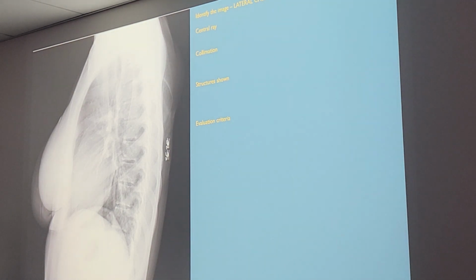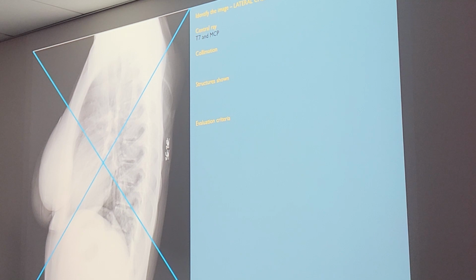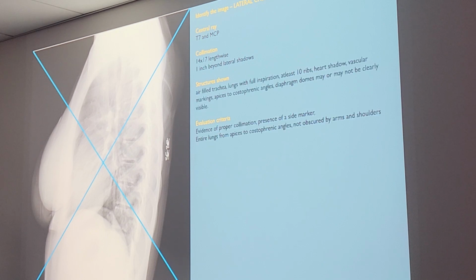Lateral chest x-ray. Central ray stays where? T7, MCP. How's the collimation? Could be better. Structures shown on a lateral chest x-ray are kind of similar. You should see the air-filled trachea. Where is my trachea on this image?